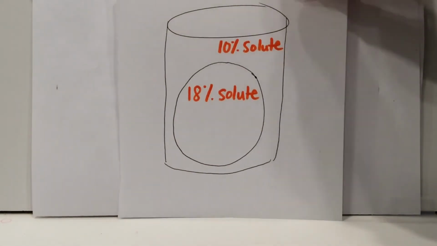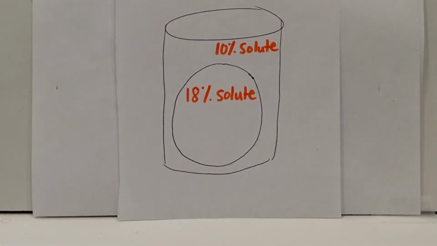Take a look at number 2. 10% solute outside the cell, 18% solute inside the cell. Write the missing percentages of water. Draw your arrows to show the movement of water. Write what will happen to the cell. And write what type of solution the cell is placed in.